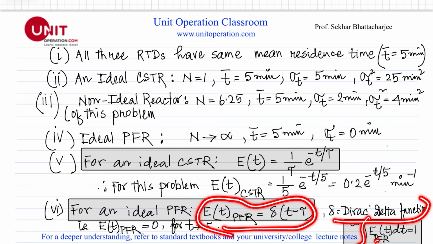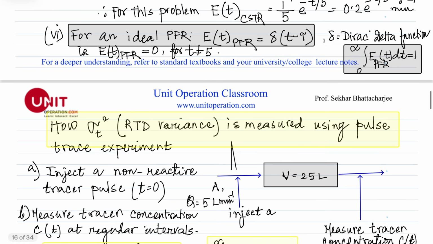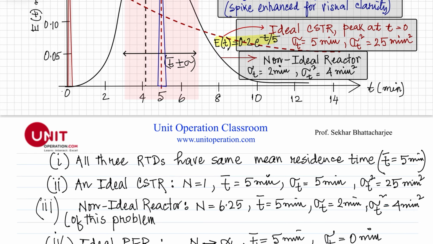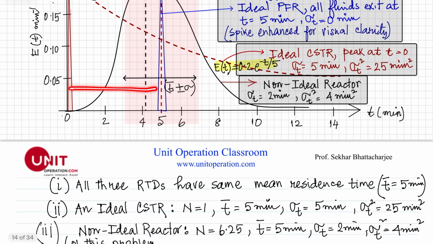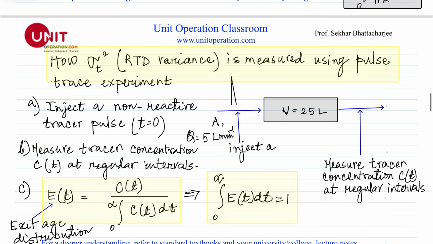If we integrate the E curve, that would be equal to 1, which you all know. E(t) of course is always going to be equal to 0, except when t is equal to 5. Otherwise it is always 0, because whether on this side or this side, it is zero except at this particular point, which is again a spike, or Dirac delta function. How is the standard deviation, the variance, measured?